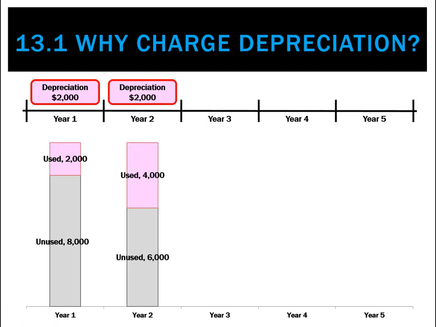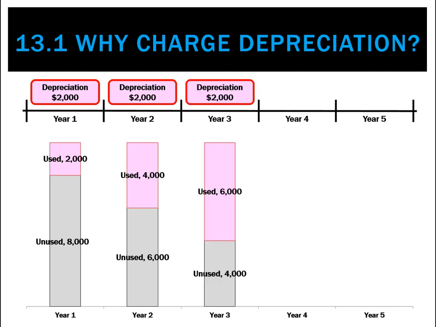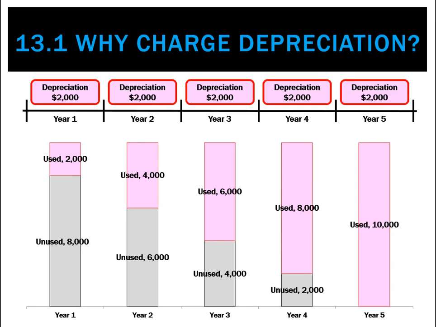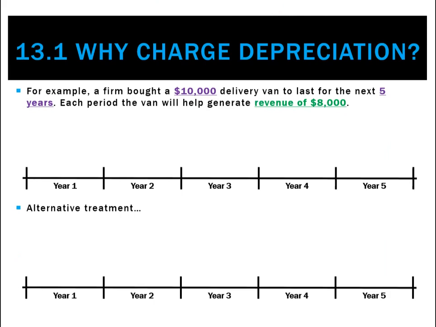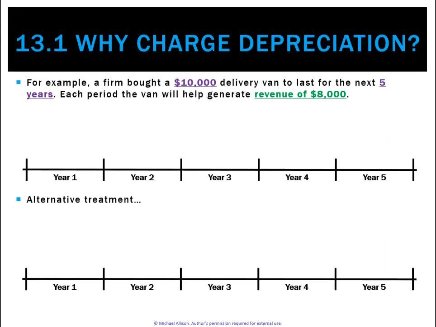And as you can see, over time, we're just using up $2,000 more each year, and that leaves less of the asset to be consumed in the future. So after the 5th year, we'll actually have used up all of the asset's economic benefits, and the total $10,000 would have been depreciated.